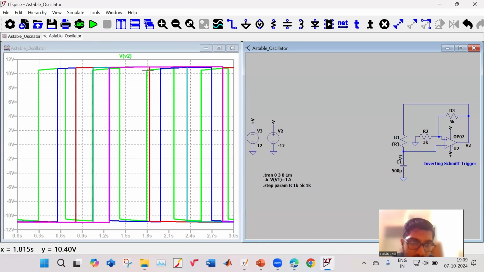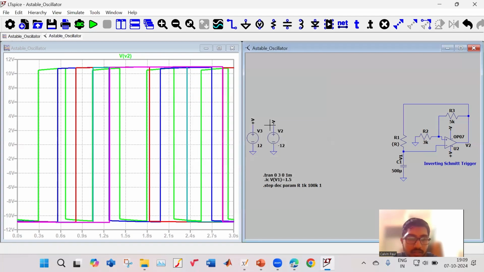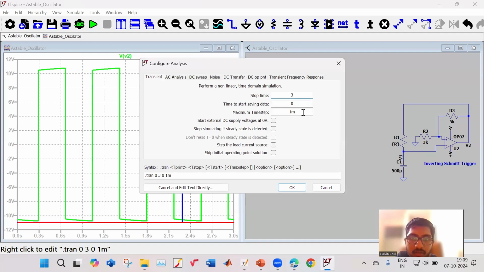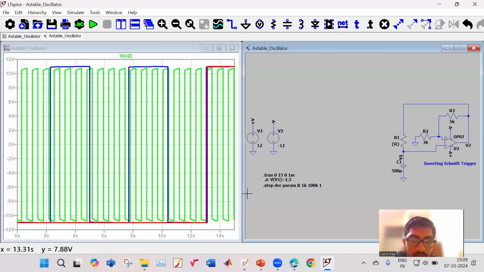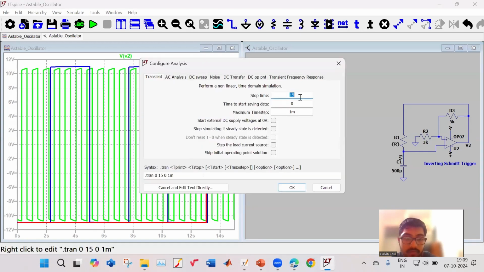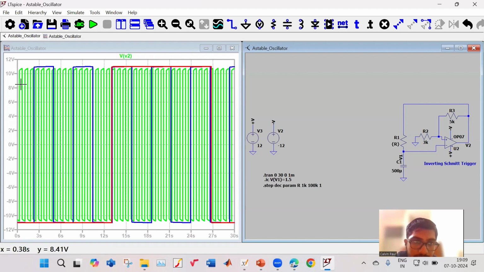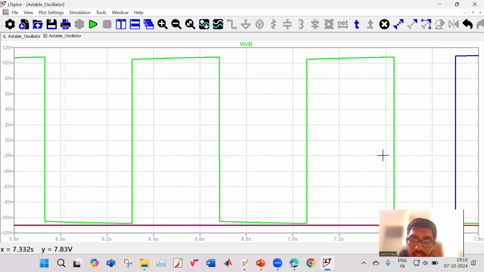So it is actually not understandable so much currently. Not that clear. Okay. So in one case, with 1K, my frequency is so high. It is changing so fast.